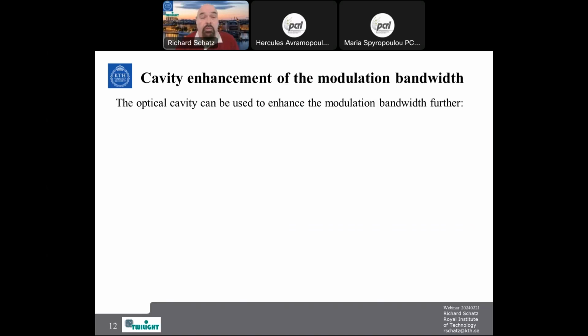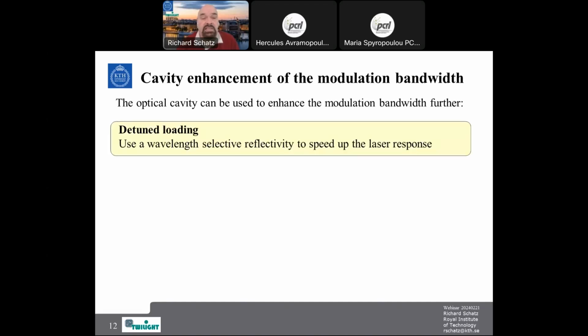If you want to go further than this, then you need to use the laser cavity to enhance the modulation bandwidth. I will go through three effects that help to enhance the modulation bandwidth by using the optical cavity. The first is detuned loading. It means that you use this wavelength-selective reflectivity to speed up the laser response. I will go through it and explain it.